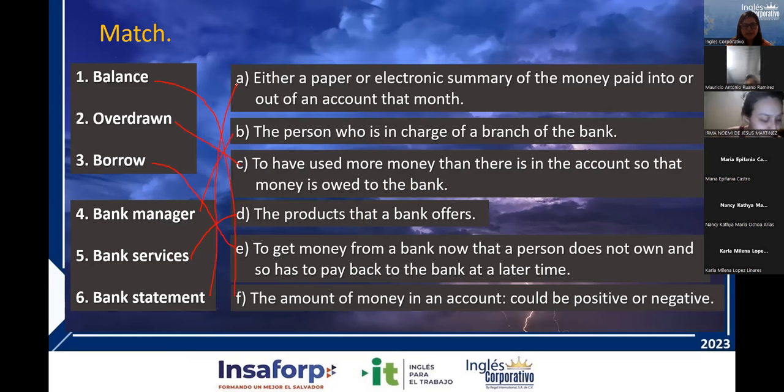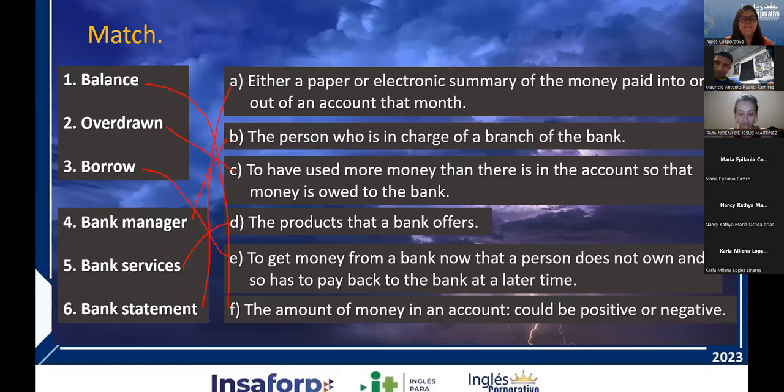Okay. A bank statement is a paper. For example, every month you can receive a bank statement telling you the amount of money that you have been moving, right? But the money that you have or you don't have is that balance. Okay, that's new vocabulary related to the unit that we're talking about, accounts in main concern. Okay, any questions here?